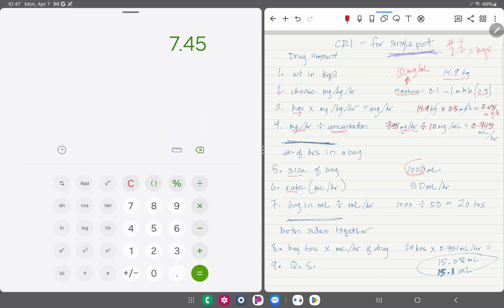And then the next part of the equation is figure out what is your rate of that bag. So are we going to run it at a maintenance rate? Are we going to run it at twice maintenance? Are we going to run it something really low?